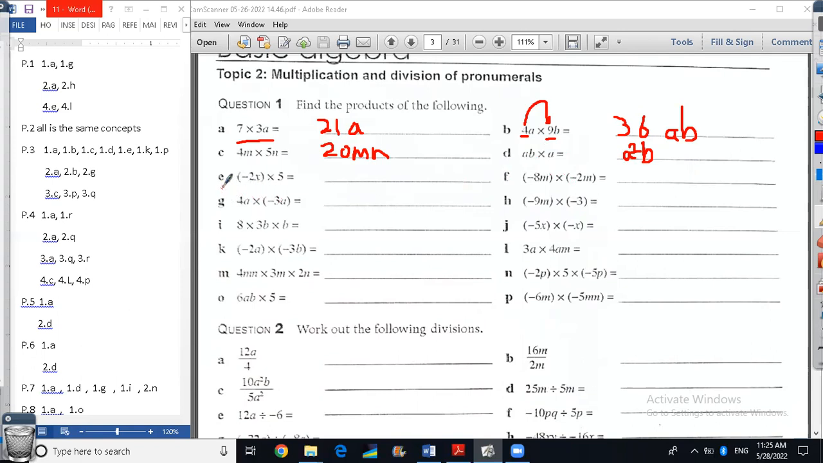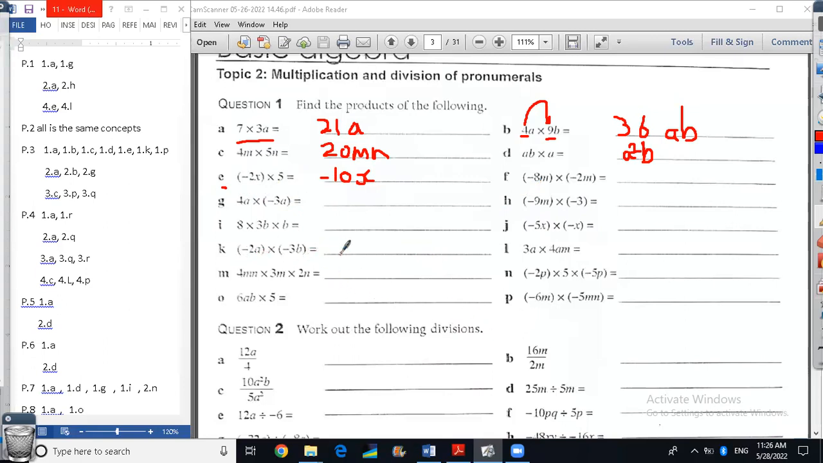All right, question E. Negative 2x times 5. Mr., we agreed the numbers with each other first and then the variables. So negative 2 times 5 is negative 10. X times, oh, there is no X there, so just stays the same. Negative 10x. All right, what else? 1k and 1p. Okay, 1k, here it is.